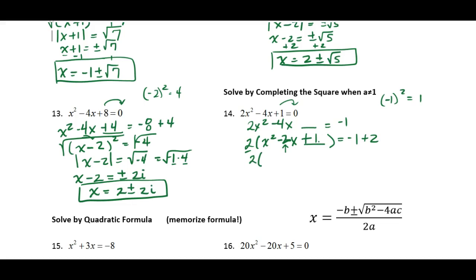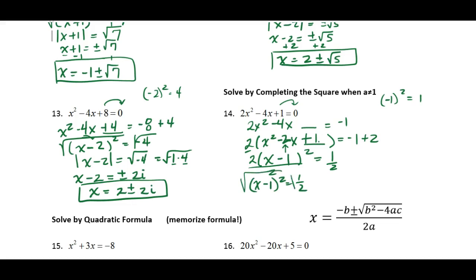We have 2 times, what is this now? It's a squared factor. Again, take the middle term and cut it in half. So it's negative 1 that we've squared equals negative 1 plus 2 is positive 1. So before we extract square roots, we're going to divide both sides by 2. So I have x minus 1 squared equals 1/2.